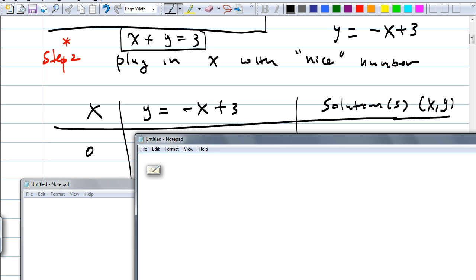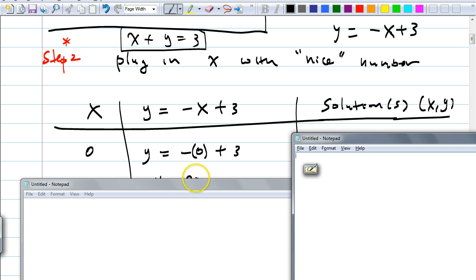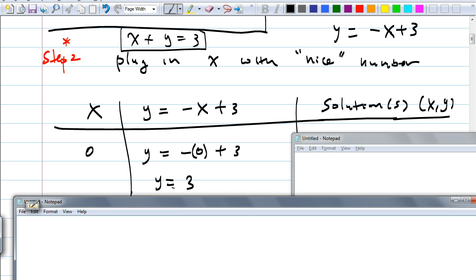By the way, whenever you plug in, substitute in, what did I ask you to use when you plug in something? Use parentheses. Thank you. So when you do, you get something like this. And so you get y equals 3 right away because 0 times anything. This time it's 0 times negative 1, isn't that right? So 0 times negative 1 is 0. 0 plus 3 is 3. So we got y equals 3.